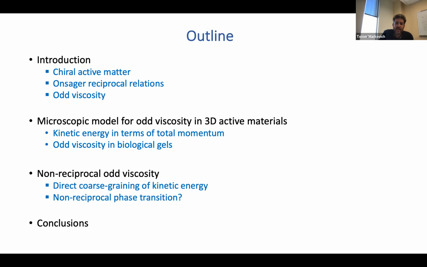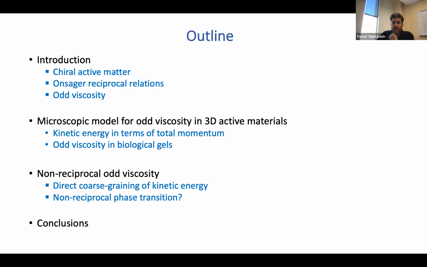And in the end, I will talk about something we're doing now, and this is actually showing that odd viscosity can be non-reciprocal, so it doesn't obey Onsager relations, and we find it from direct coarse-graining of the kinetic energy. And this might hint, I'll talk about it later, at something that has been done in Vincenzo Vitelli's group about non-reciprocal phase transitions.